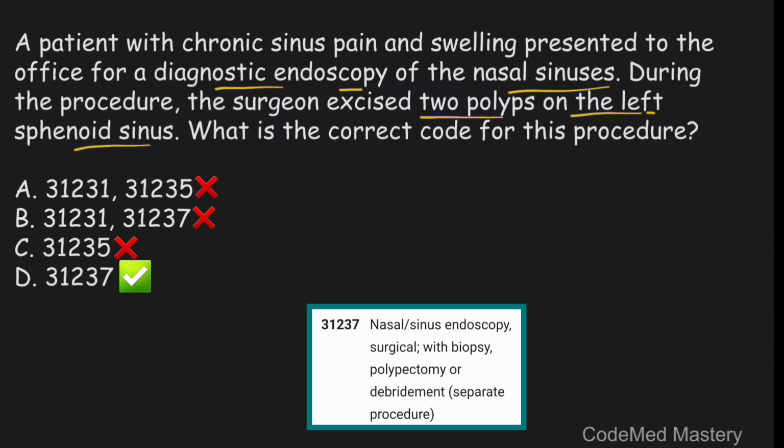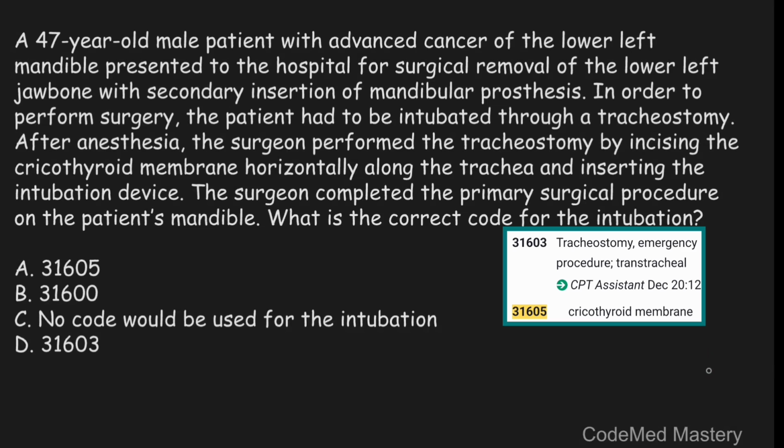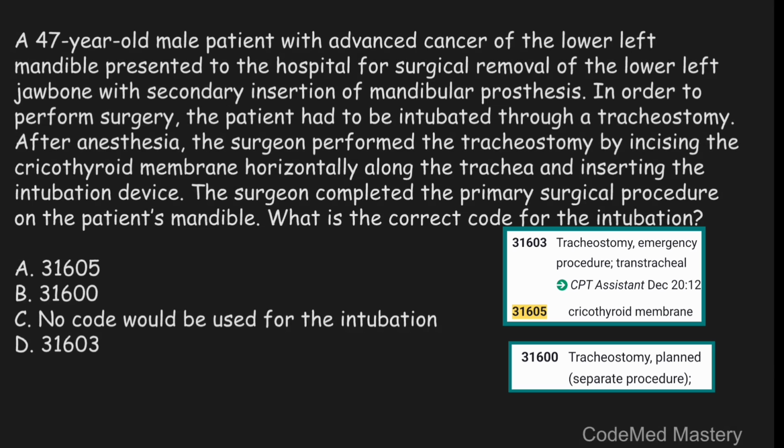Let us move on to the next question. Let us check the options first. Check option A, 31605, that is for tracheostomy emergency procedure, cricothyroid membrane. And in option B, the code 31600 is for tracheostomy planned separate procedure. Option C, no code would be used for the intubation. Option D, 31603, tracheostomy emergency procedure transtracheal.